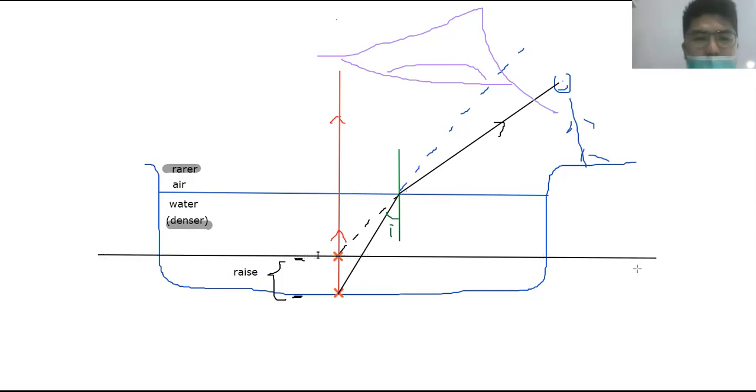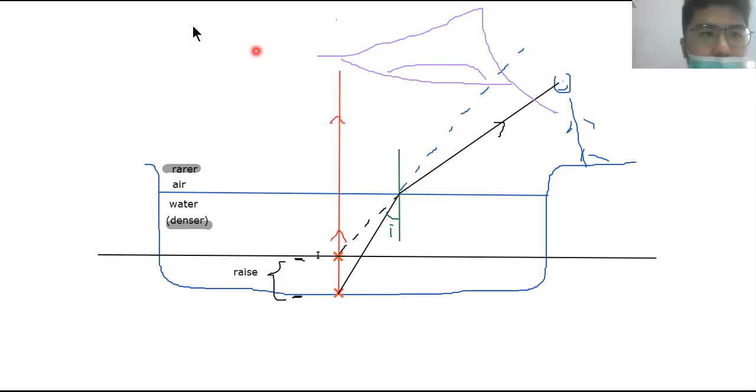So that is why the depth of the swimming pool appears shallower than it actually is, because of the light refraction. It tricks your eye. So it sees that this is the distance of the bottom of the swimming pool, over here, this straight line. So there's a difference in the distance between the bottom and here.